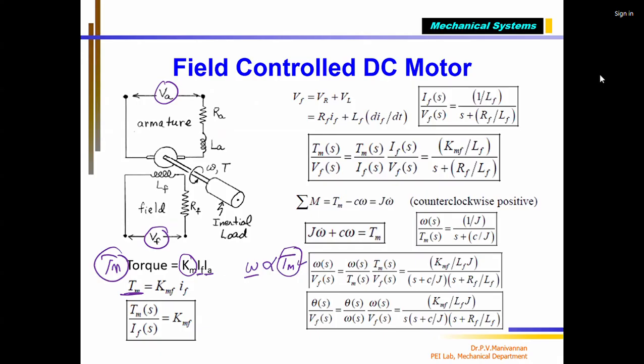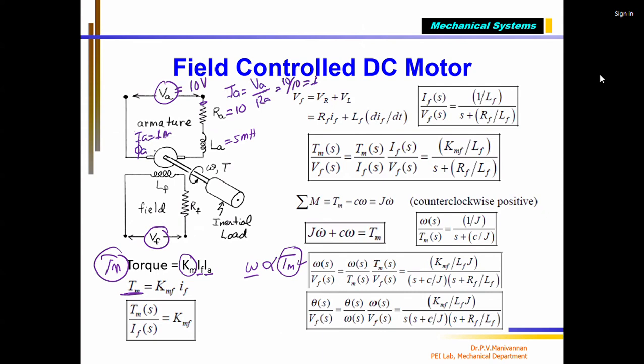What I do in a field control motor is keep VA a constant voltage. For example, I give 10 volts, with RA equal to 10 ohms and LA equal to, for example, 5 millihenries. Many times it will be very small, not even henries, so it can be neglected for the current calculation. I can say IA equal to VA divided by RA is 10 divided by 10, equal to 1 amp. So now a constant current is going in the armature coil. That means IA is constant, IA equal to 1 amp.